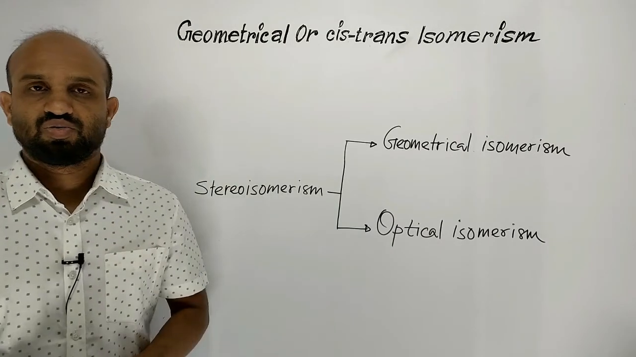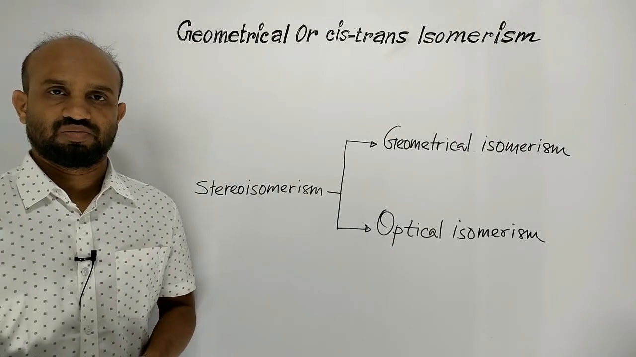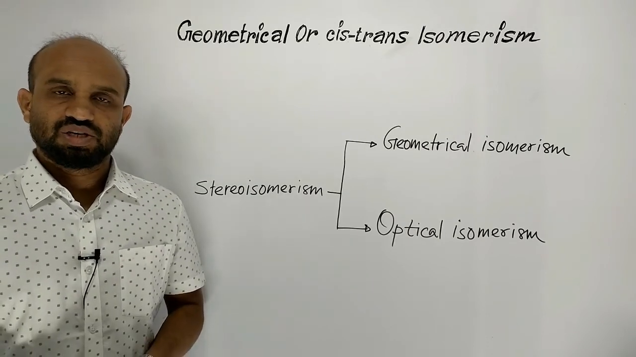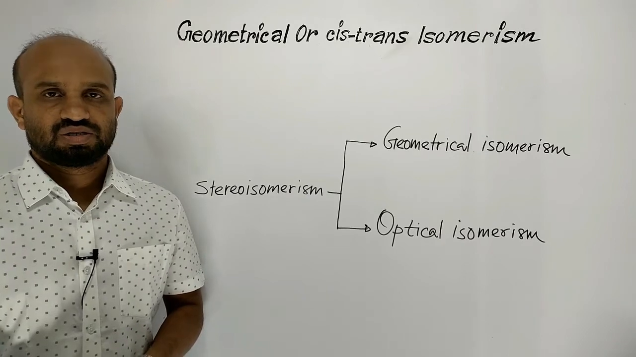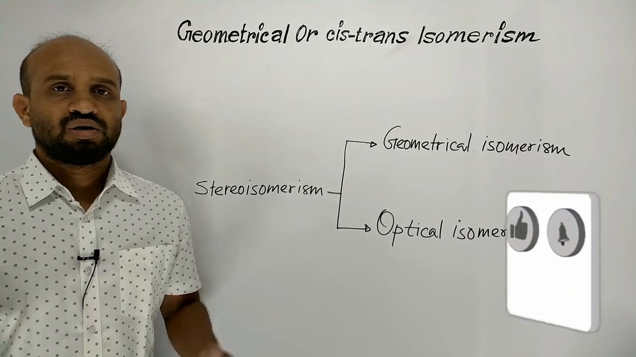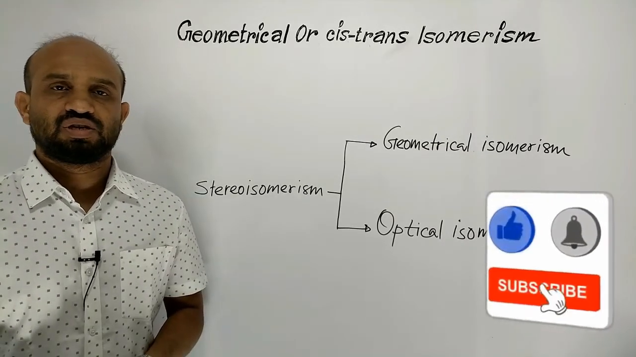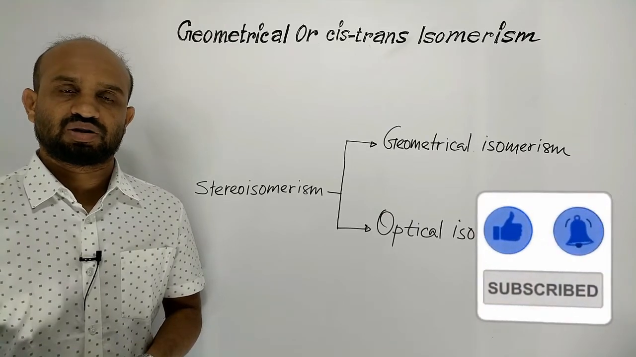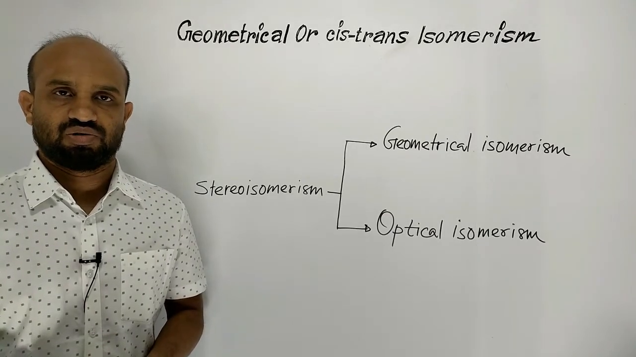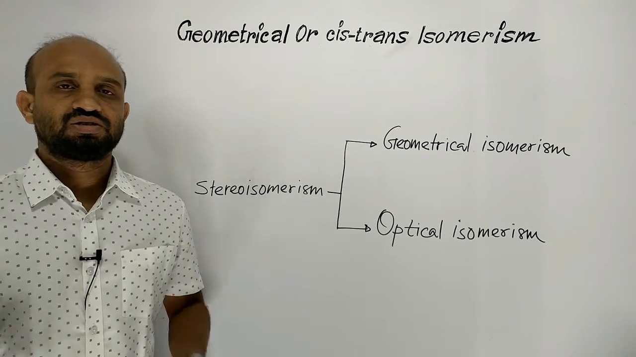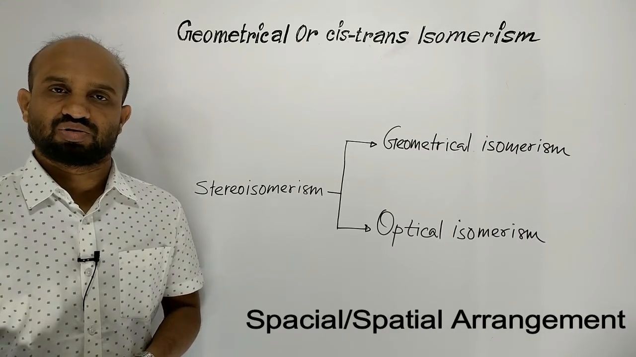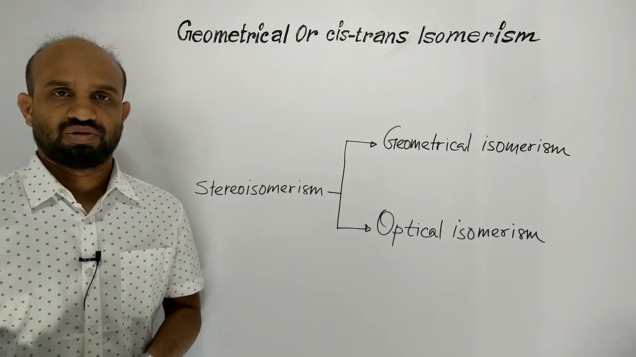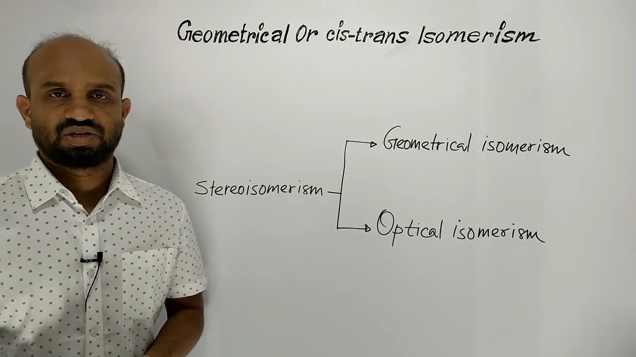Stereoisomerism. What is stereoisomerism? The isomerism in which compounds have the same molecular formula, the same structural formula, but there is a difference in the arrangement of atoms or groups in the molecule. That means there is a difference in the spatial arrangement of atoms or groups in the molecules. This is called stereoisomerism.